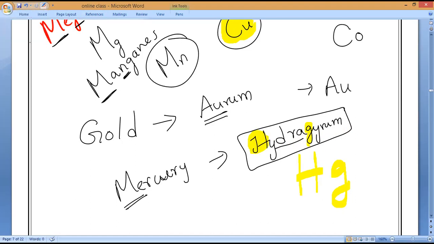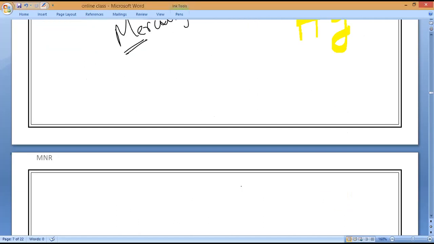So very, very important, these modern symbols of the elements, and the Latin names also, they will ask you in the exams. So we have to learn the Latin names also, what they have given in our book. Some elements will come: sodium, potassium, iron, copper, silver, gold, mercury, lead, tin, and antimony. These are the well-known elements whose names are taken from Latin words. So please kindly learn those Latin words. For example, if we take lead, what is the lead symbol? Anybody can tell? Lead.